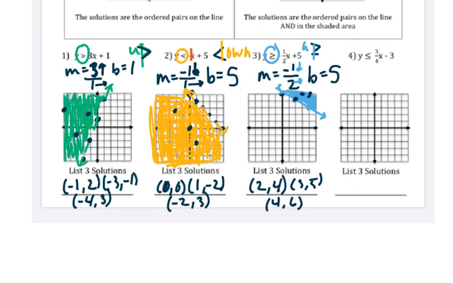In number 4, we have another line. So I'm going to write m equals. Ooh. I'm going to write b equals. So in number 4, the slope of this line is a 3/4. The b is the number -3. B stands for begin, so I begin with a dot on -3. M stands for move, so I'm going to go up 3 because it's positive, and to the right 4.